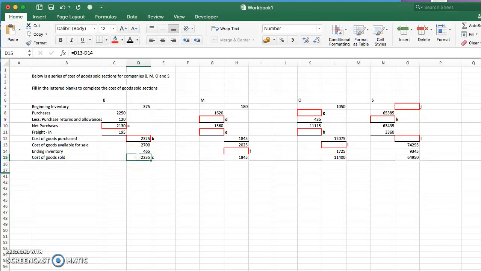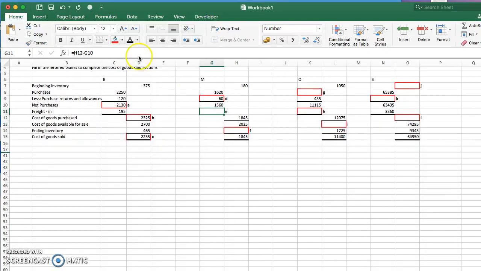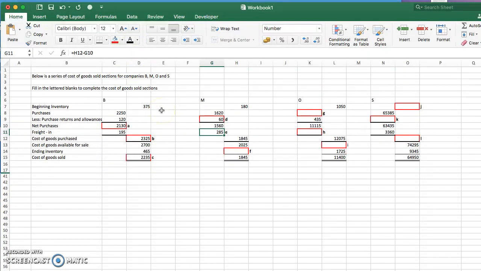Then for company M, we need to find the purchase returns allowance, and we do that by subtracting net purchases, the 1,560, from purchases, 1,620, and that gives us 60. Then the next figure we need to find is freight in, and to do that we subtract net purchases, 1,560, from the cost of goods purchased, 1,845, and that gives us 285.